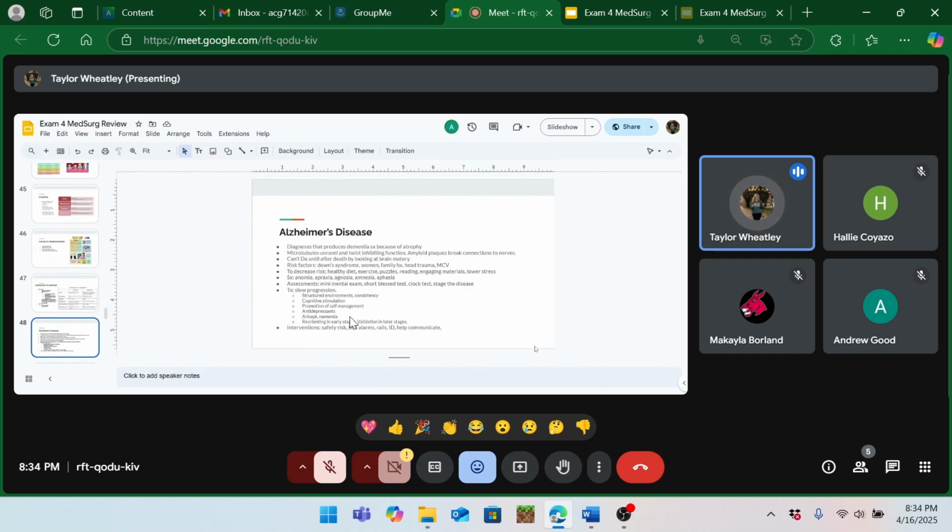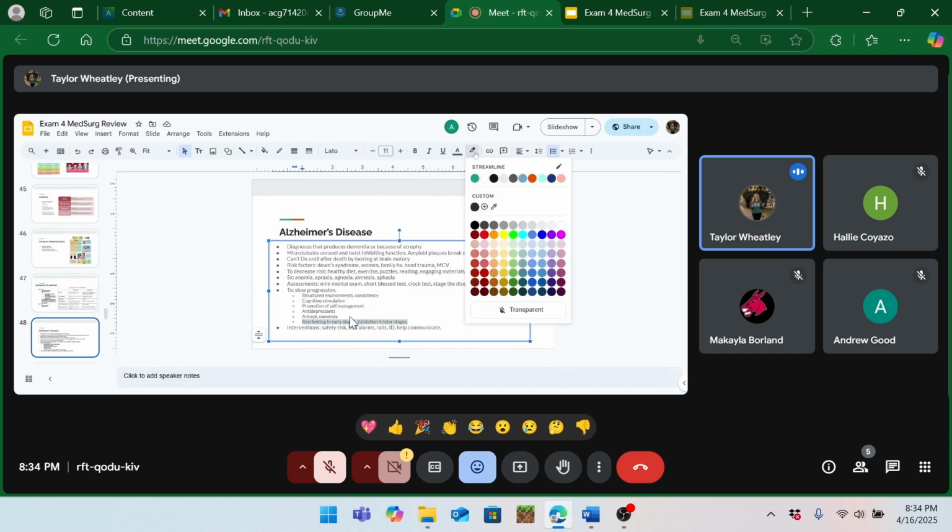Those can help to slow it. And then reorient in early stages, validation in later stages. This should be highlighted because this will 100% be on there.